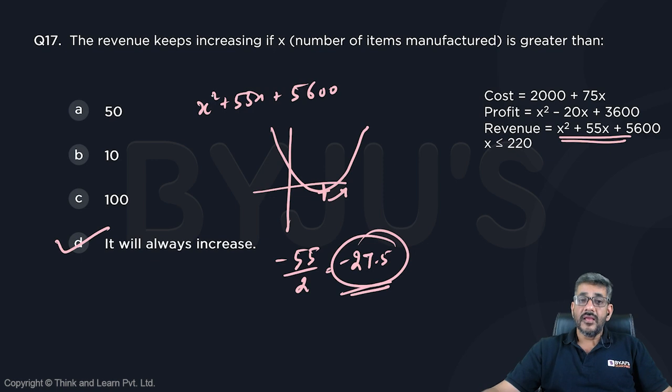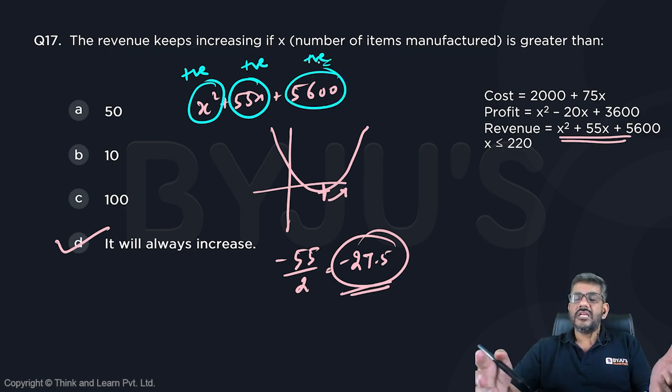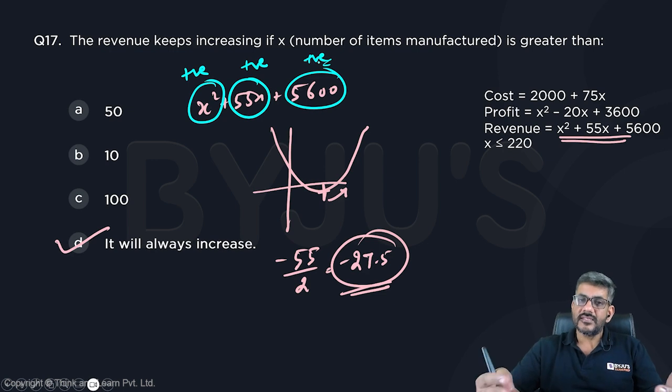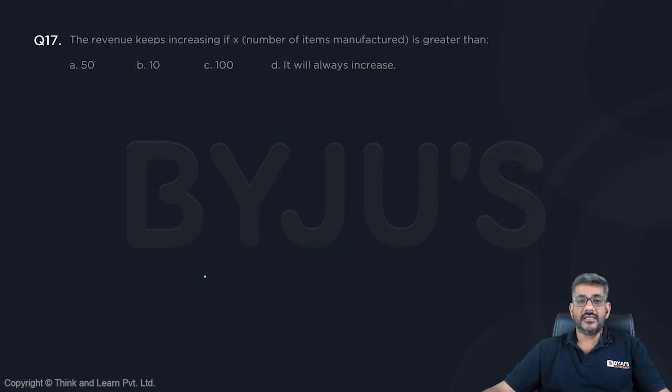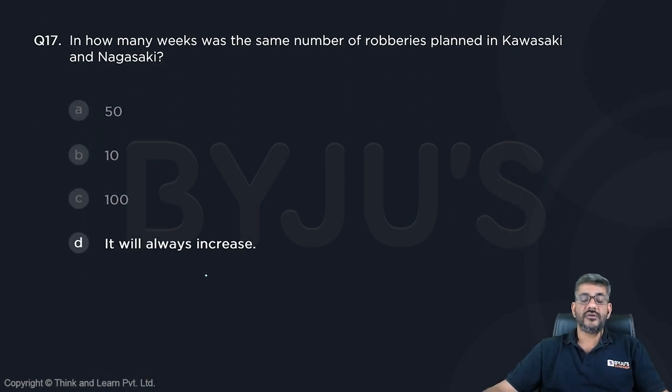Anyways, if I see x is always a positive number, if x is positive, x square is definitely positive. 55x is positive, this is also positive. When all three are positive, as and when you would increase x, of course the values will keep on increasing. It does not even require any kind of graph or something. You can straight away say my answer is going to be D, that it is always going to increase. So D option is the correct answer for this question.